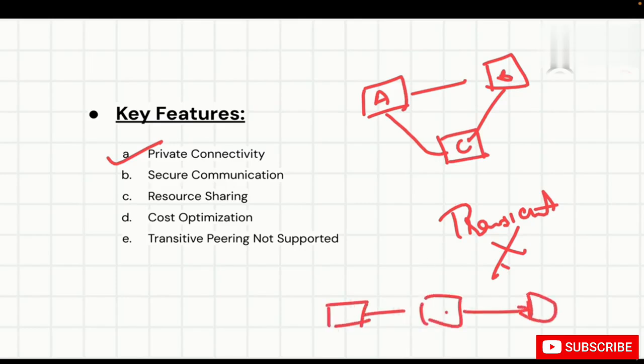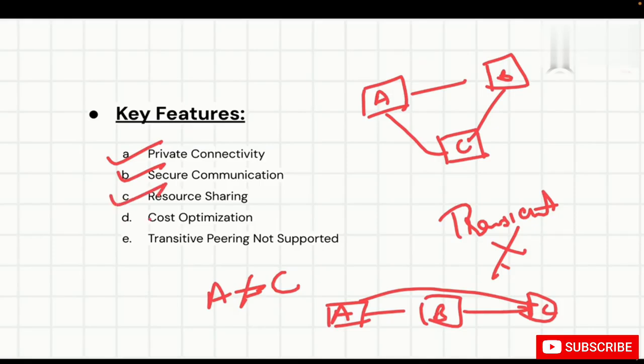If these are the three networks, A, B, and C, there are three VPCs available. We can't say A is connected to C. In order to connect to C, a specifically dedicated connection needs to be made. Secure communication is available for this use case because we are not utilizing any internet. It is connecting through private connectivity.